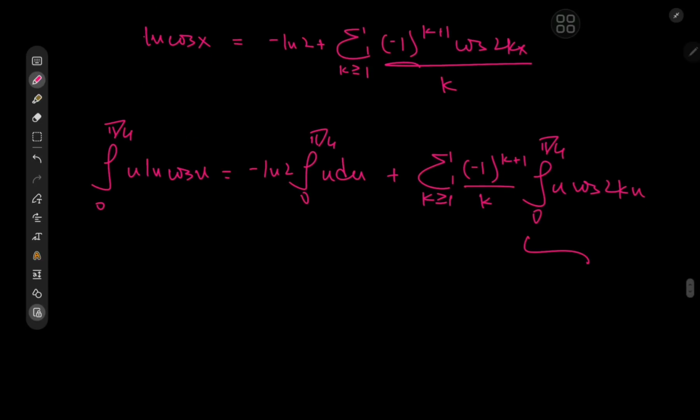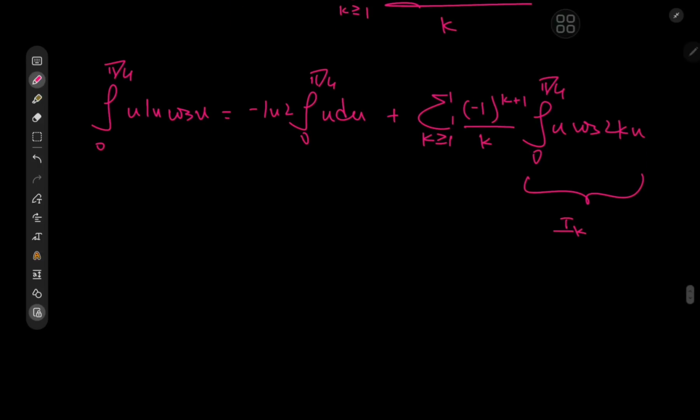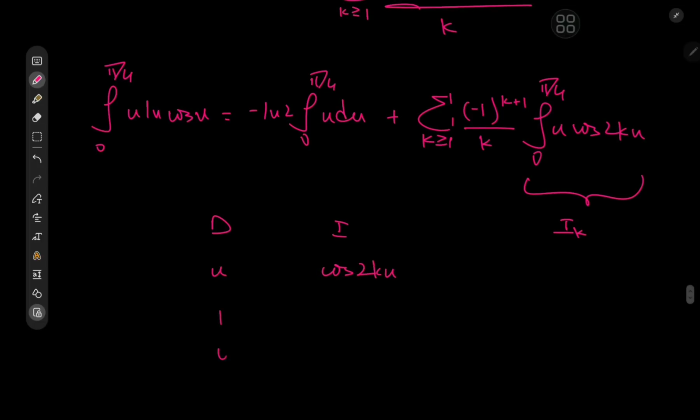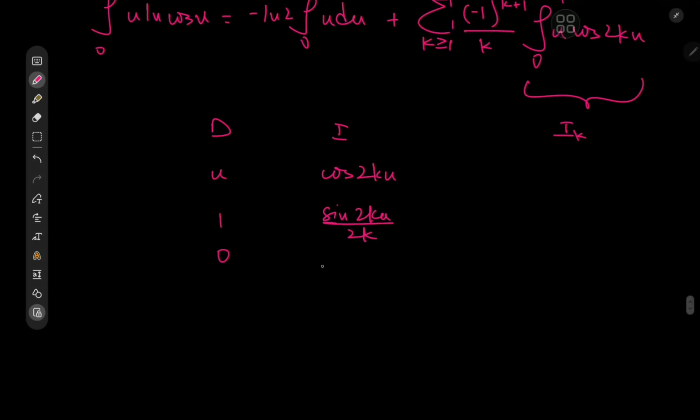Now to evaluate this integral, which we need integration by parts for, I'm going to call this I sub k, because we have the sum over k anyway, so it looks nice, I guess. We're differentiating u and integrating cosine 2ku, which gives sine of 2ku divided by 2k. Then we have a negative cosine 2ku divided by 4k squared, with alternating plus and minus signs. And here's one term, here's the other term. Everything's looking good so far.